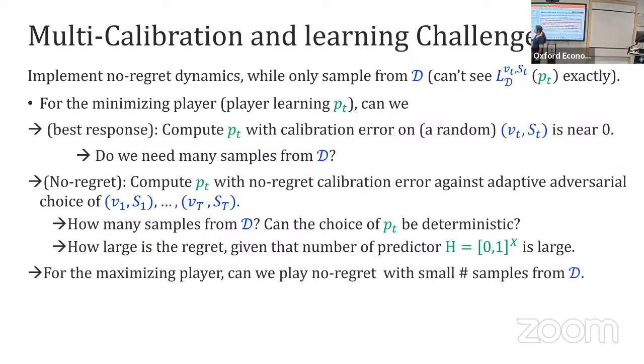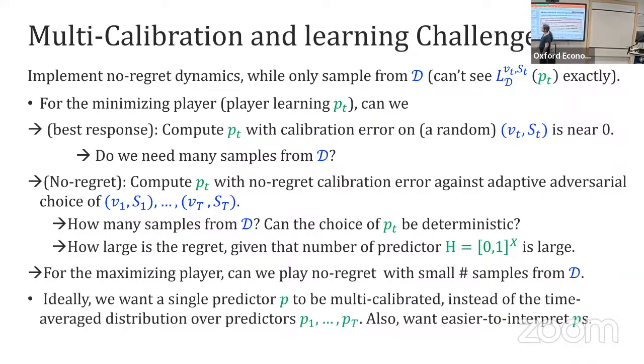For the maximizing player, you might want to play no regret or best response, and the same questions come in. And finally, for multi-calibration, something that typically is desirable is that you want to output a single predictor rather than a distribution over predictors. I will tell you in a little bit why sometimes people care about this, but importantly, in the past, we aggregated, we time averaged the solution, and sometimes for multi-calibration, that's not an ideal thing to do.